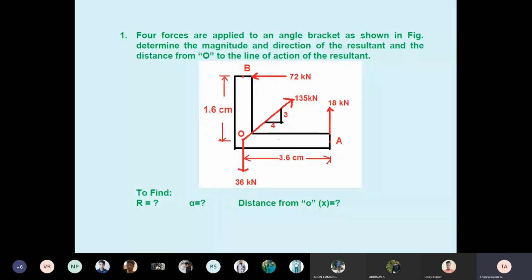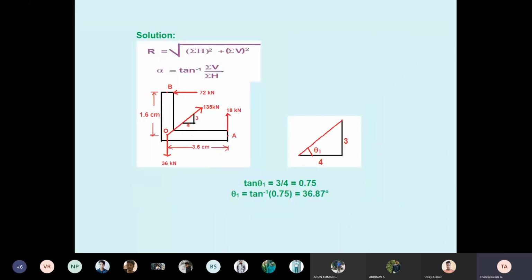Because non-concurrent, see here, non-concurrent. So where the forces are acting at different points, point A one force acting, point B one force acting. So we have formulas. This is a resultant formula. Okay. I told you any force, inclined force, we must convert in XY direction.